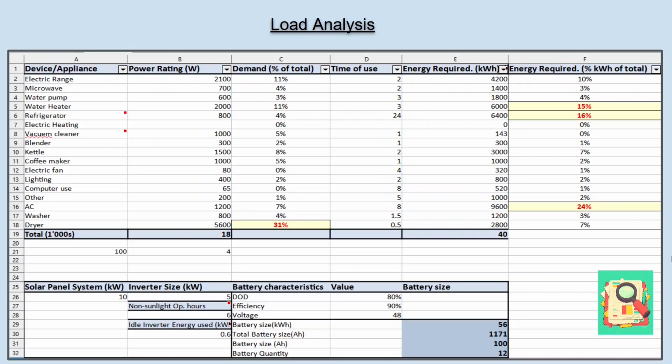To calculate the total size of our solar panel system, we need our total daily energy requirements, which is 40 kilowatt hours, and another key piece of information, which is the peak sunlight hours in our particular geographical location. For our example, we'll use 4 hours. During these 4 hours, the solar panel system, or the panels, are expected to generate all of our total daily energy requirements, which again is 40 kilowatt hours.